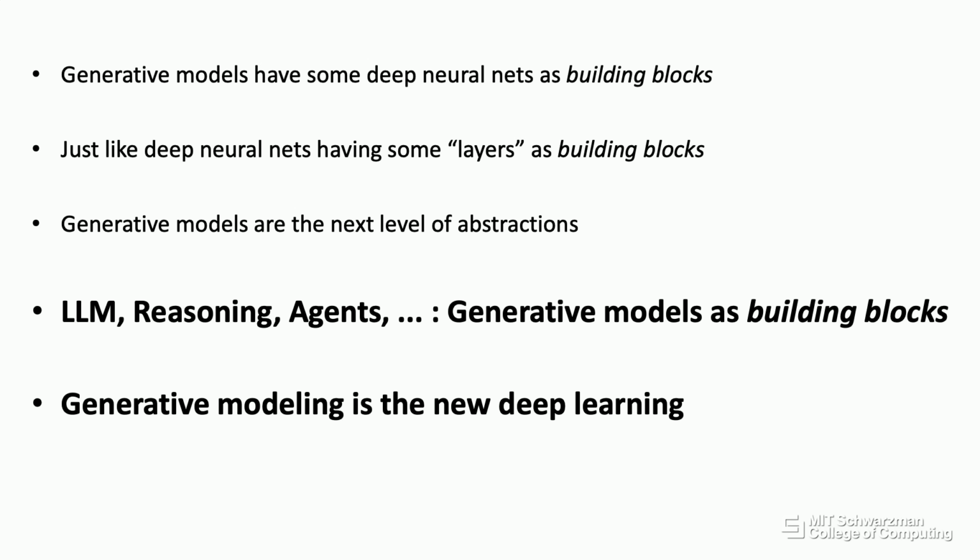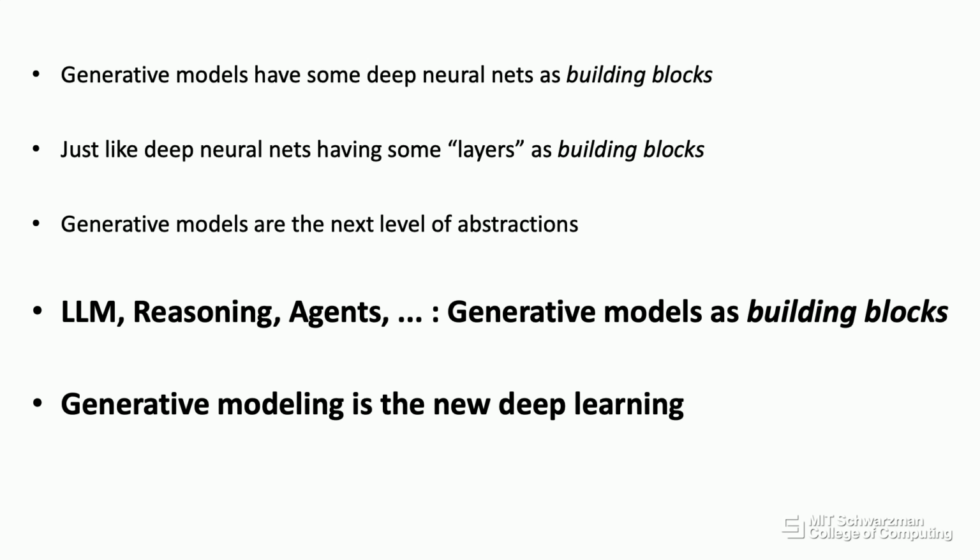All previous research on deep neural networks still applied, but there is a new level of research that would be built around generative models. Then moving forward, when people use these generative models to do more amazing stuff, let's say large language models, reasoning, and agentic machine learning, which we will cover in the remaining parts of this talk, these existing generative models would become another level of building blocks.